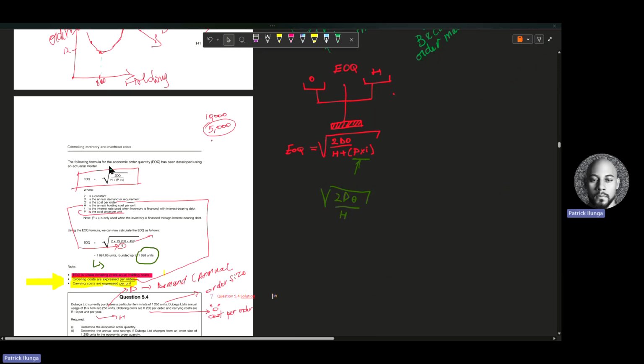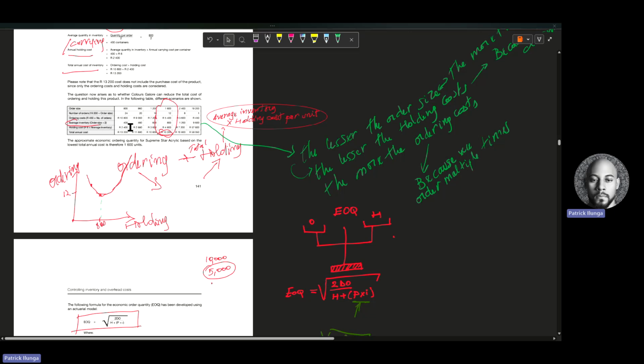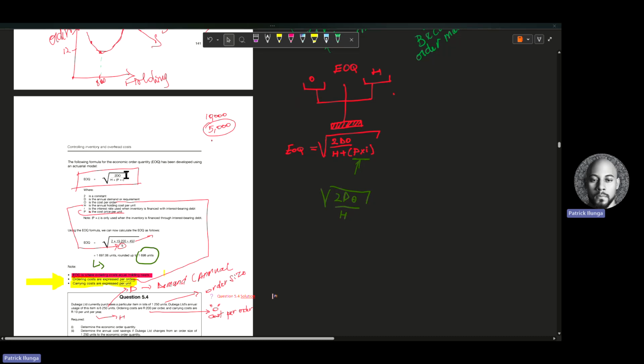The EOQ gives us this formula. You can see the formula there. Instead of doing all these calculations in this table, so that we can find that around an order size of 1,600 we will have the lowest total annual cost, we can just use this formula, and it will lead us straight there. So what is in this formula? Let me move forward and touch on what is in it before we move to the second part of our session.